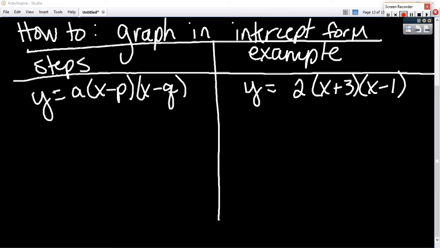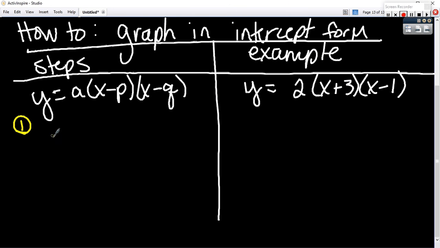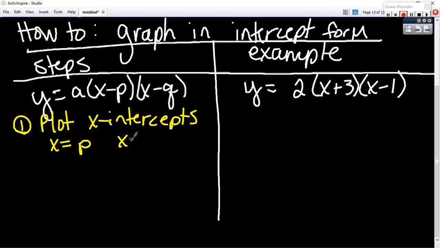This time I'm going to have to use what they give me, and I'm going to have to work backwards a little bit and kind of think through this. So the first thing I want to do is plot the x-intercepts, which is p and q. Opposite signs, though. So in my example equation here, it's going to be negative 3, 1.